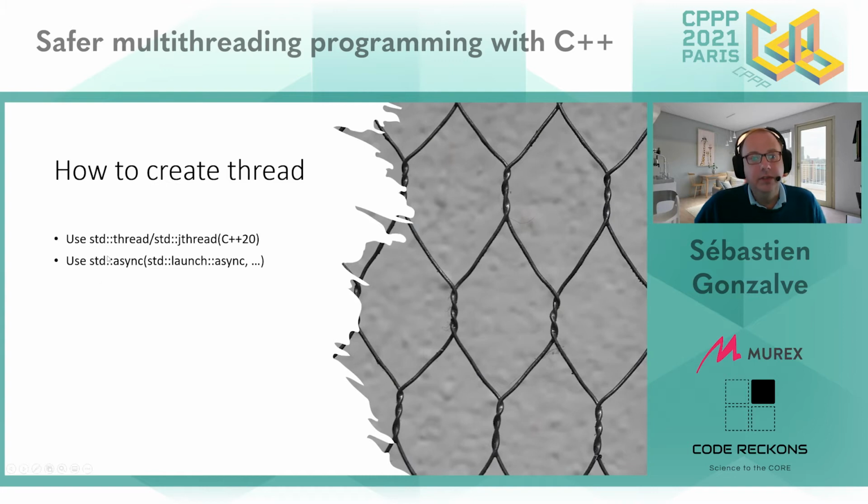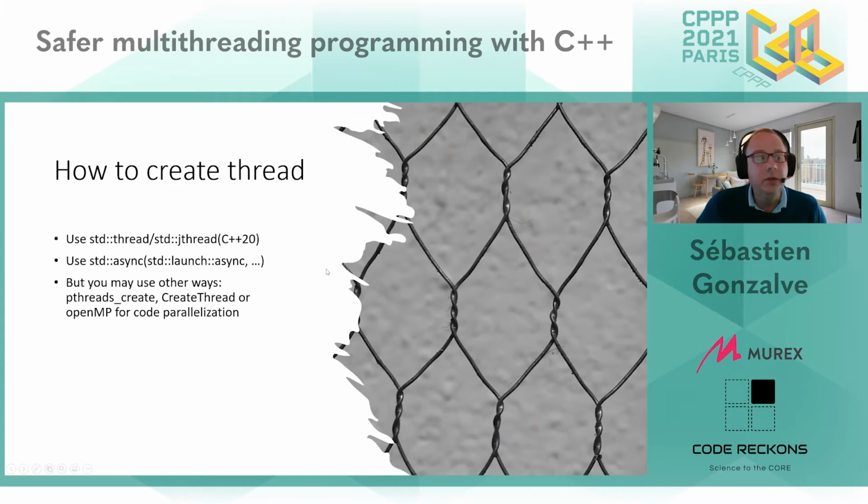The other way to create a thread in C++ right now is using std::async with the launch policy std::launch::async. If you do not specify the launch policy here, you may not have a thread spawned. So if you really need a thread to be spawned, you need to add this one here. But you may also use third-party libraries. Maybe you already use the pthread library or CreateThread on Windows. But for code parallelization, you may also use OpenMP or OpenCL, etc., that spawn threads as well.